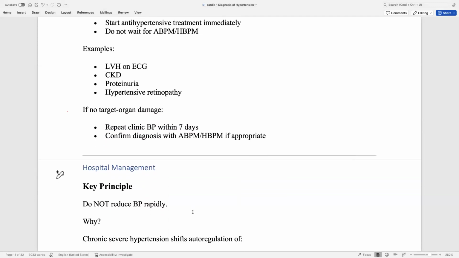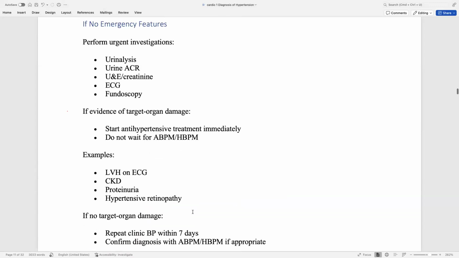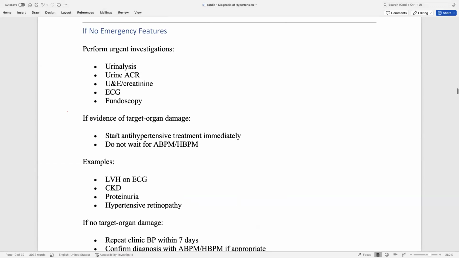What to give him now? Nothing. We will treat immediately, start antihypertensive immediately if there is target organ damage. Here we can start that. We do not wait for the ambulatory or home monitoring or another visit because there is target organ damage.